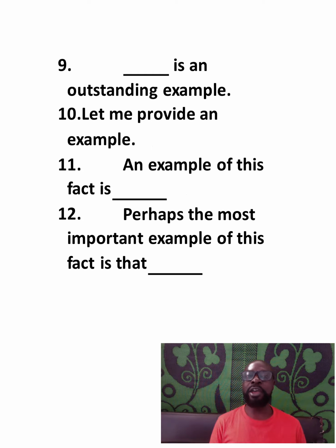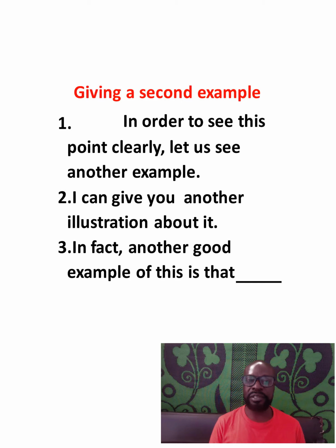Whenever you give a point it must be explained. You explain by giving examples. But you don't have to give only one example. You can give many other examples. If you have finished giving the first example, you can give a second one. You can use some of these phrases.